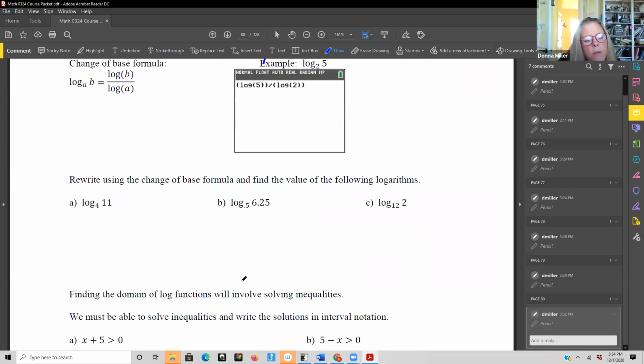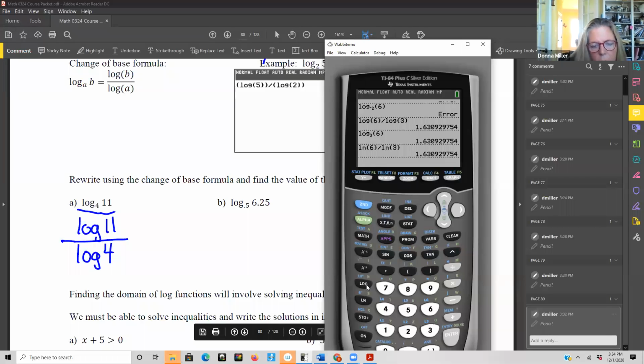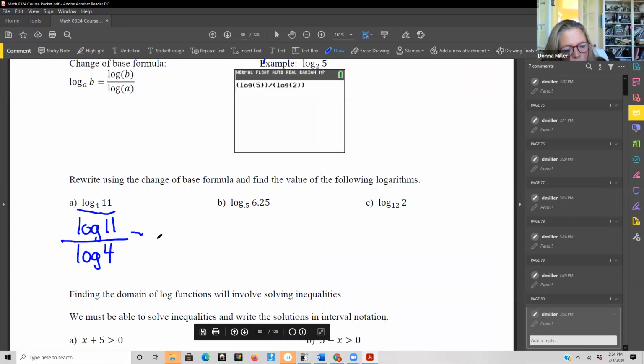All right, so if I want to evaluate these, you guys go ahead and try these with your calculator. Either do the log base button or the old-fashioned way, which would be the log of 11 over the log of 4. I don't care, just make sure you can do it. I'll do it the TI-83 way, and I end up getting 1.73-ish.